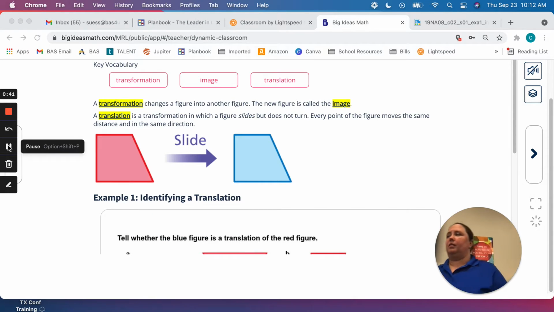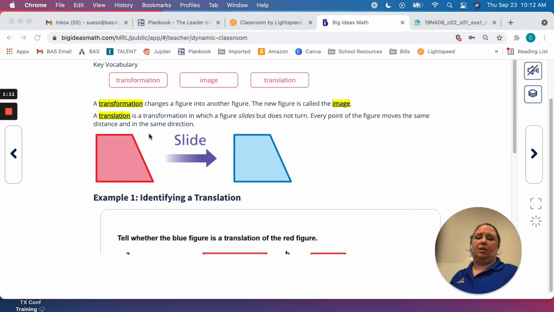Okay, I want to go over these vocab words real quick. A transformation is when a figure changes into another figure. The new figure is called the image. A translation is when you have a transformation where the figure slides but does not turn or rotate. It's in the exact same position, just it slid across the graph. Same distance in the same direction.